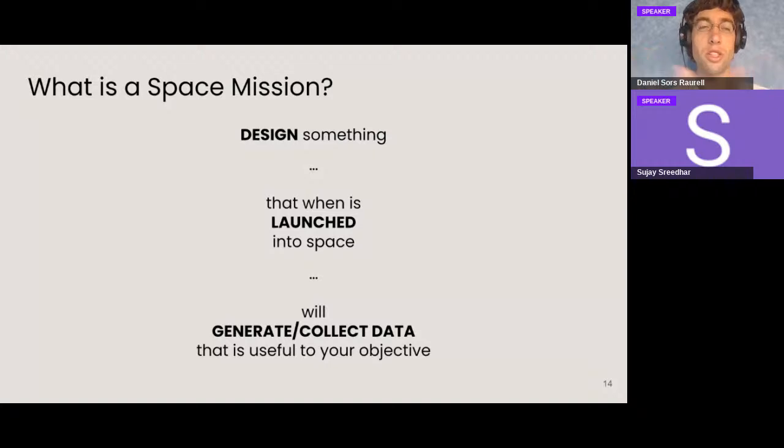What is a space mission? A space mission is to design something. We want you today to design something that, when we were supposedly launching it into space, would collect data that is useful for our purposes.